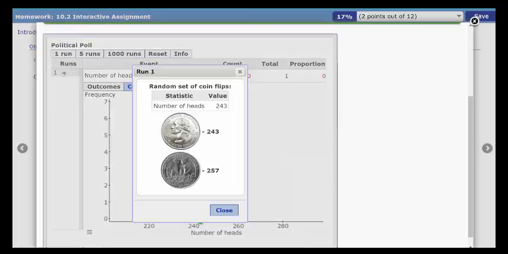Let me click on it again. 243, 257. So 243 said yes, and 257 said no. What's the percent of people who said yes, we are in favor of the policy? It's 243 divided by 500, which is about 48.6%. Okay, let's keep this in mind.